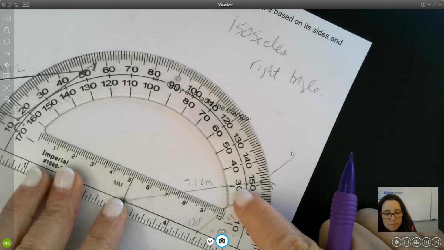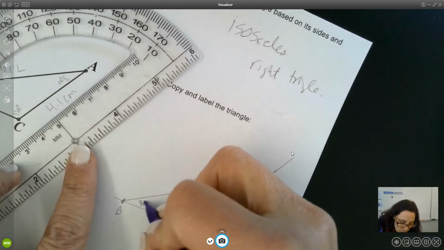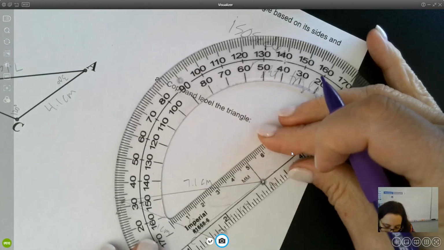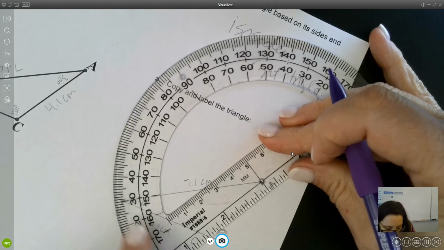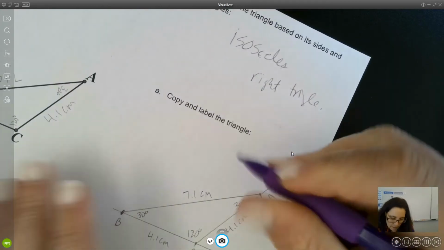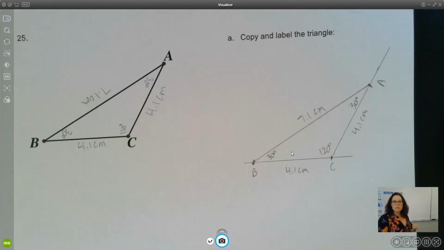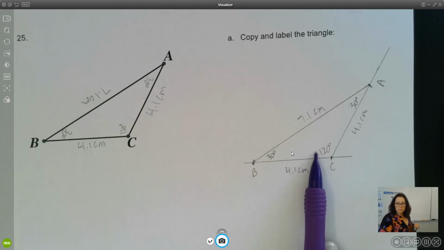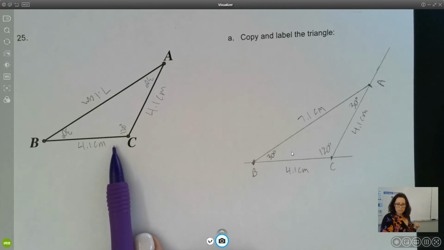That one is to the nearest degree, 30. And then this guy, same thing, to the nearest degree, 30. All right, so if you look at my two triangles, this is a duplicate as good as I can as a human of this one.